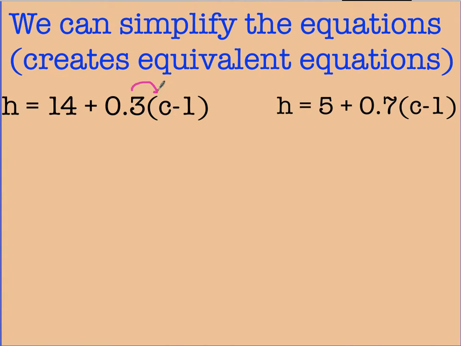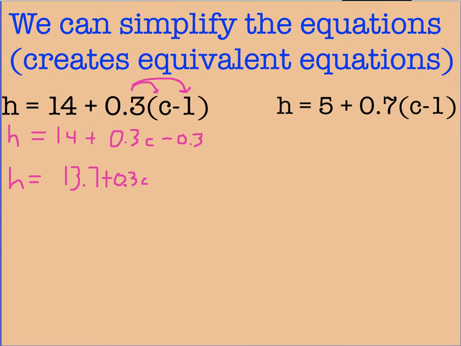So remember to distribute. So we get 0.3c minus 0.3. And this 14 is still kind of hanging out here, right? And so is the equal sign, and so is the h. All right, so now just one more step. So 14 minus 0.3, I get 13.7 plus 0.3c.